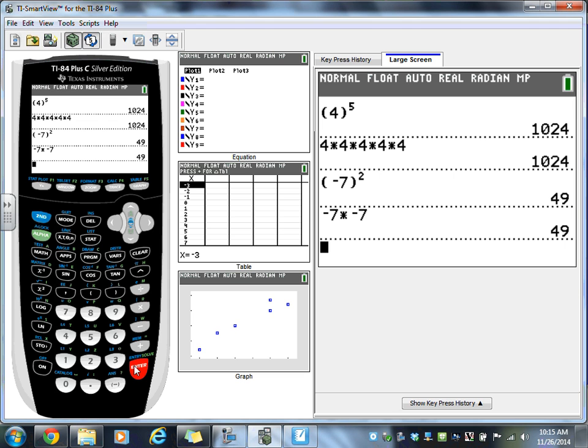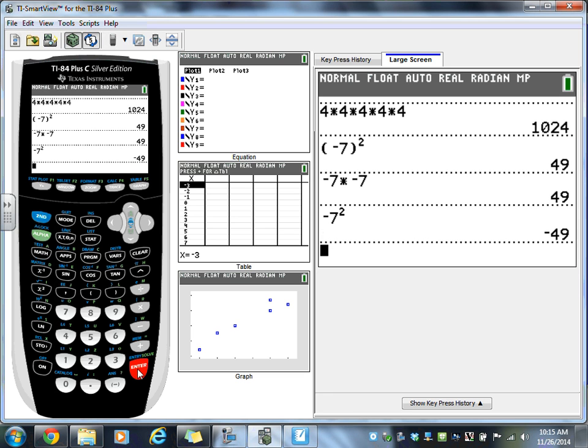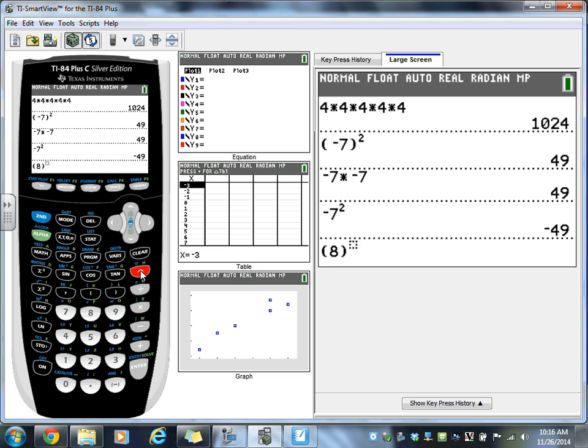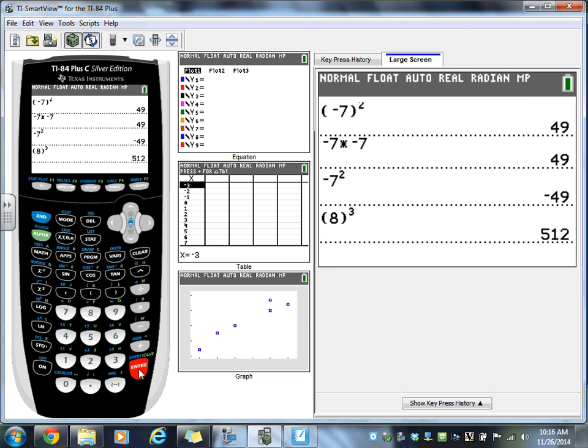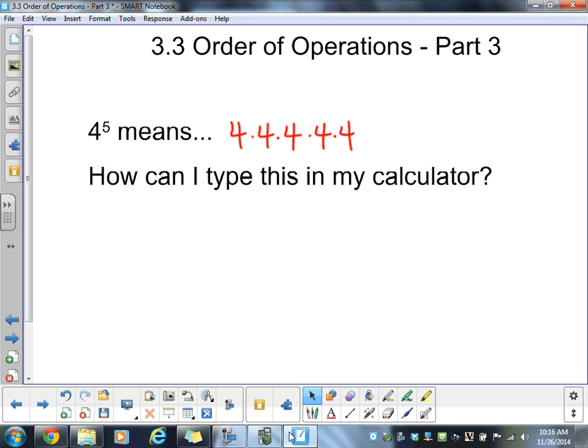If you were to type it in incorrectly, meaning without the parentheses, and you type in -7 to the 2nd power like that and hit enter, you're going to get the wrong answer. How you type it in has a great effect on what your answer is. So you need to make sure that you type it in correctly, which is why I always suggest if you're going to do a power, you put your base in parentheses and then your exponent to get the answer. All right, let's go back to order of operations.